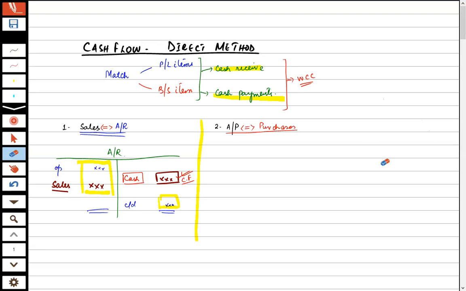Let's suppose the purchases amount is not given. Then how will we calculate it? We will calculate it through the cost of goods sold.